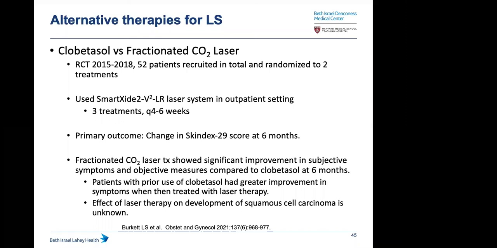And so they completed a lot of validated questionnaires, including the Skindex-29 score, and showed that the patients who were treated with fractionated CO2 had an improvement in their symptoms and also in their examinations compared to clobetasol. And apparently, in the group of patients who had prior exposure to clobetasol and then were treated with the laser, they had greater improvement in symptoms.